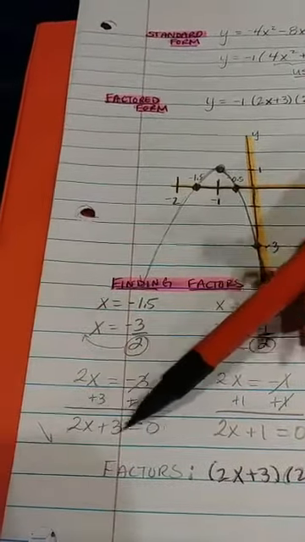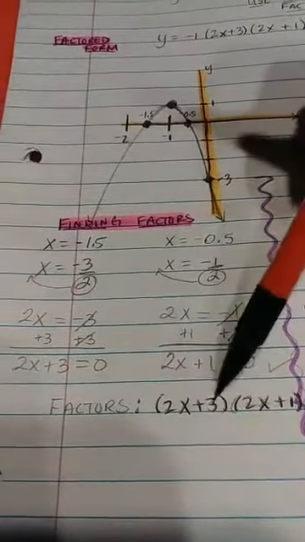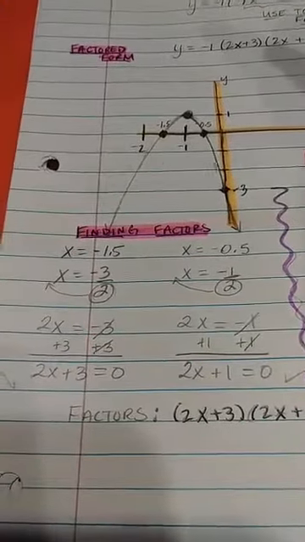So 2x plus 3 equals 0. So now 2x plus 3, that's the first one. 2x plus 1, that's the second. You have the factors.